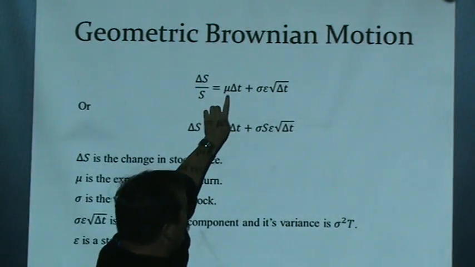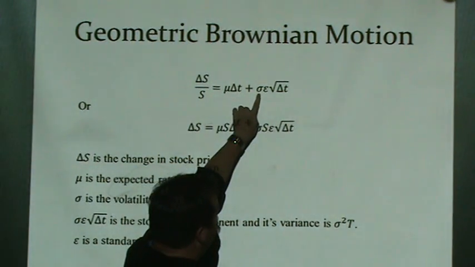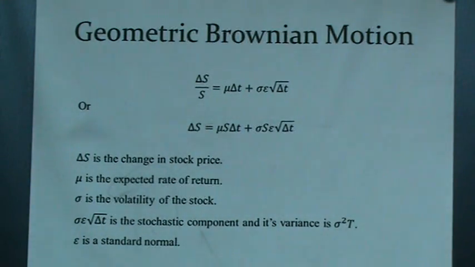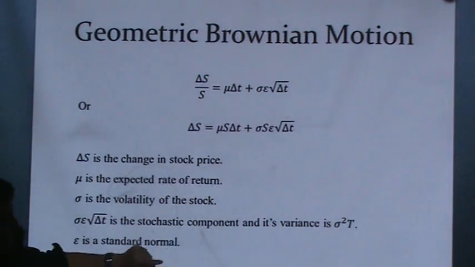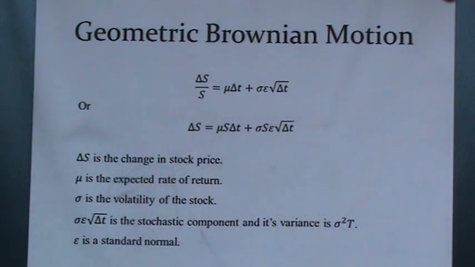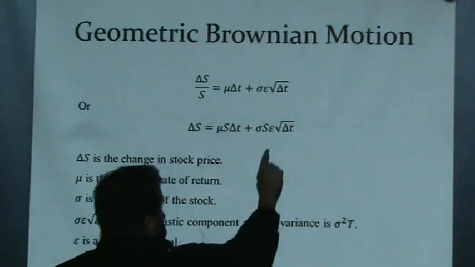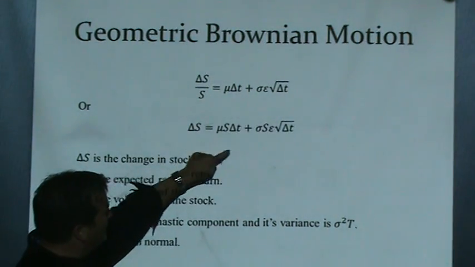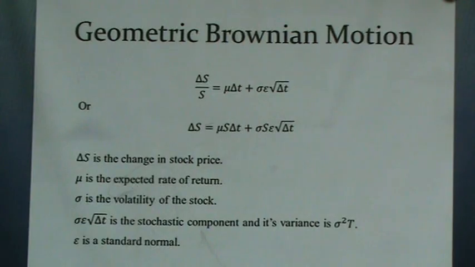So we'll take that amount, and then we'll take sigma, which is going to eventually map to our standard deviation, multiplied by an epsilon, which is a standard normal. So that would be a normally distributed random variable with a mean of 0 and a standard deviation of 1. And then multiplying that by the square root of the amount of time we let go through. Then multiplying both sides by S, we get this formula. So it's really two different ways of saying the same formula.